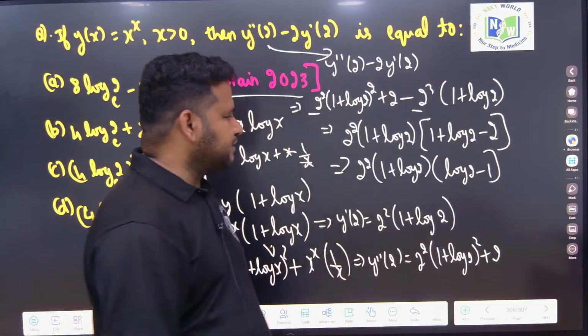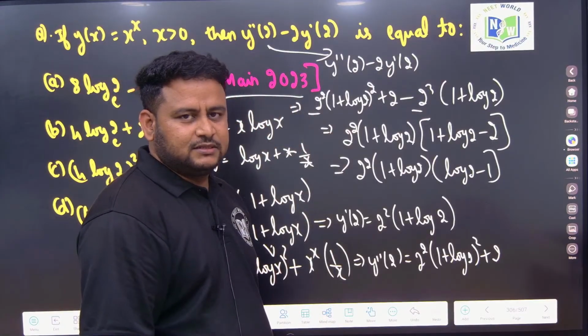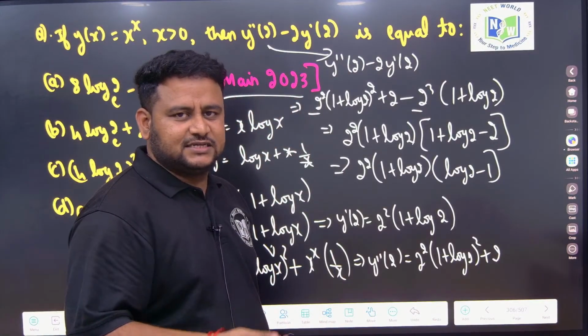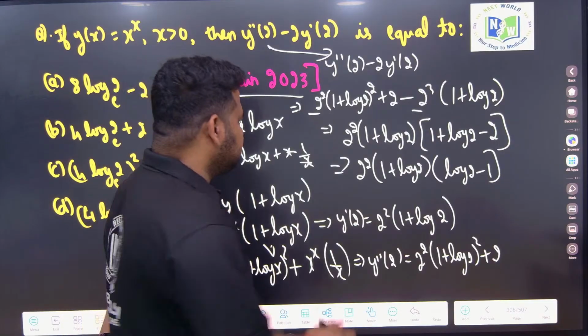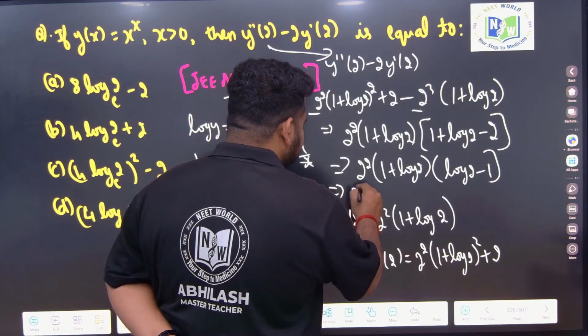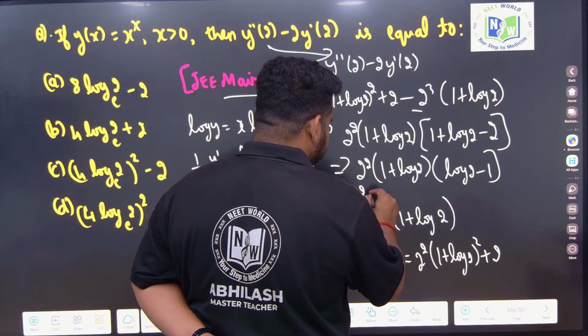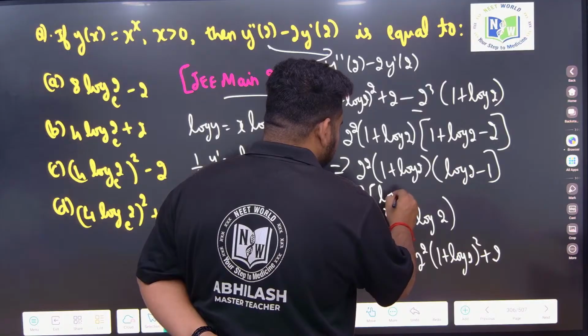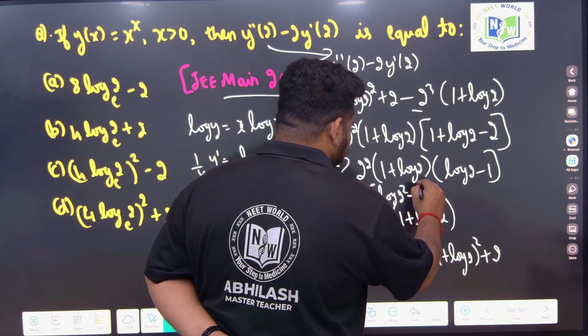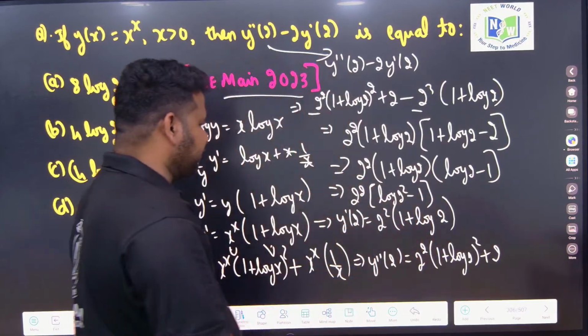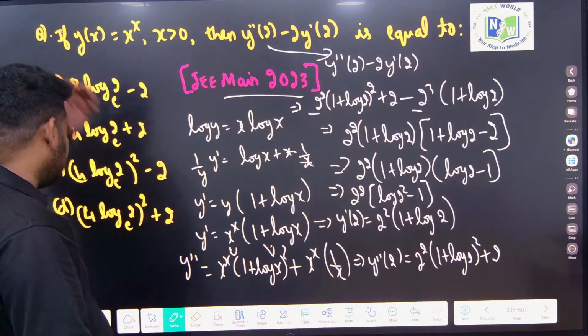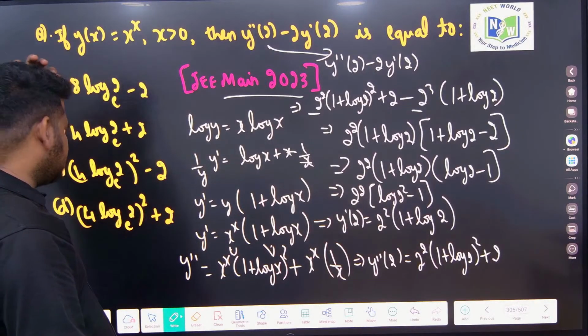So 2 square into (log 2 plus 1) into (log 2 minus 1). That is (a plus b) into (a minus b), which is nothing but a square minus b square. So I can write this as 2 square into (log 2 square minus 1 square). Okay, log 2 square is nothing but equal to what, friends? So 2 square into (log 2 square minus 1).